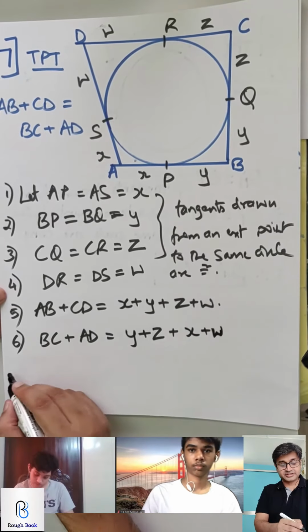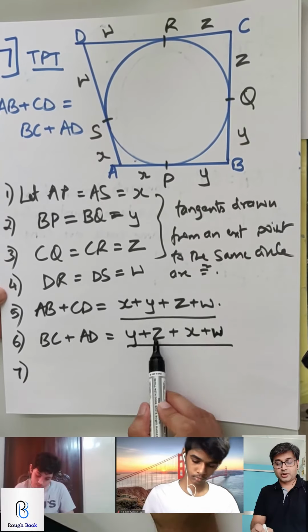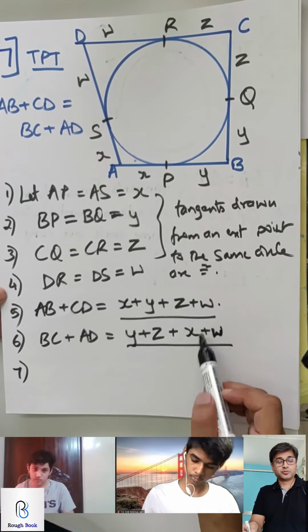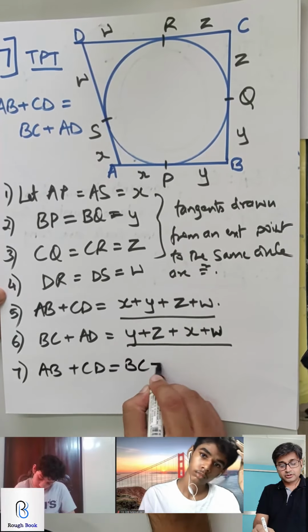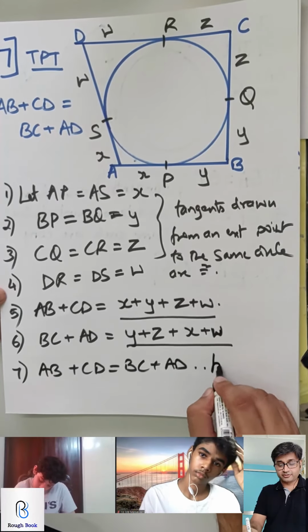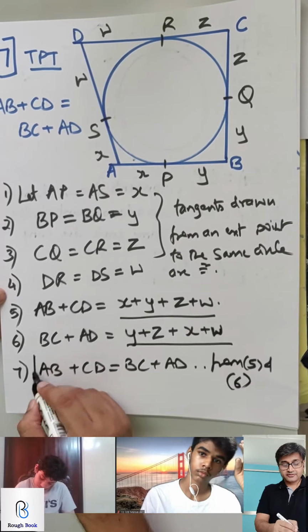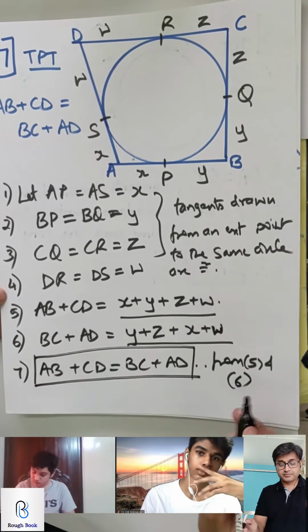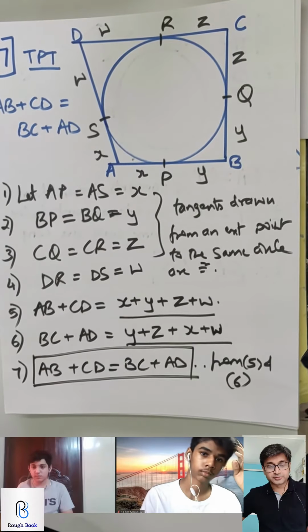Now compare what happened. See, both of these have become the same: W, X, Y, Z on both sides. Since both are the same, you can directly say therefore AB plus CD equals BC plus AD, from 5 and 6. And we are sorted with both the parts. Are you getting it? Was this simple now? So you need to use this property.